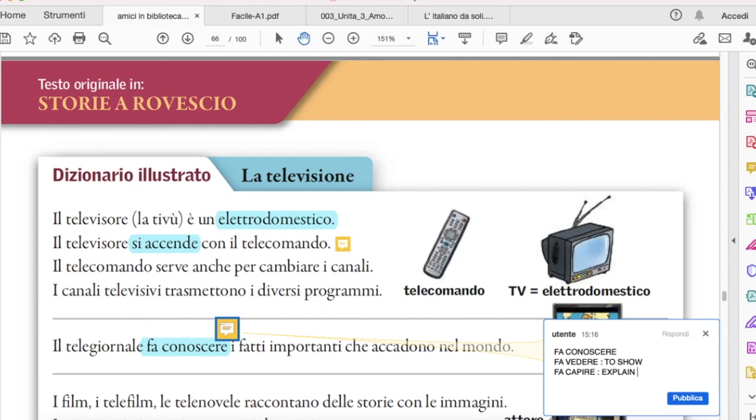Or I could just have farsi vedere, right? The reflexive version, which is to show up. And farsi vedere, so here it's fare, right? Fa for fare. And the reflexive would be si fa vedere, which is to make herself be seen by, or himself to be seen by somebody, right? And so that's an interesting construction, to show up.